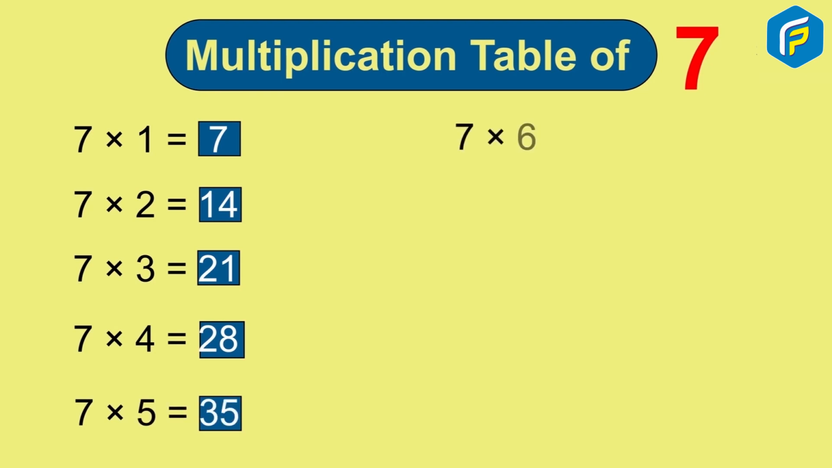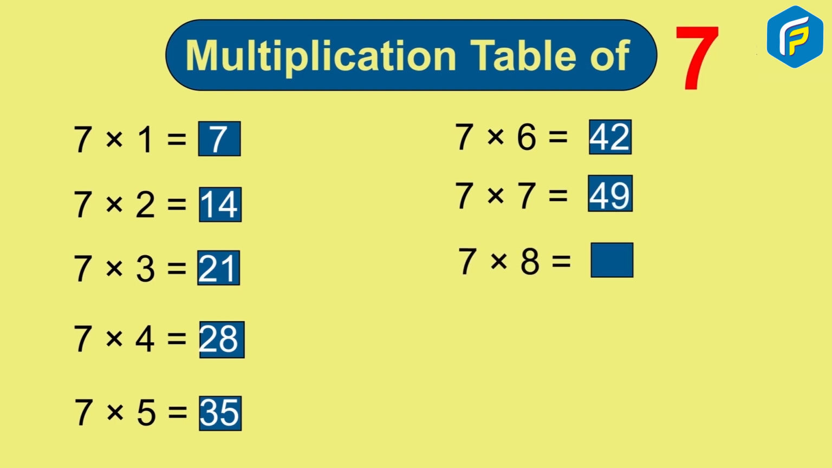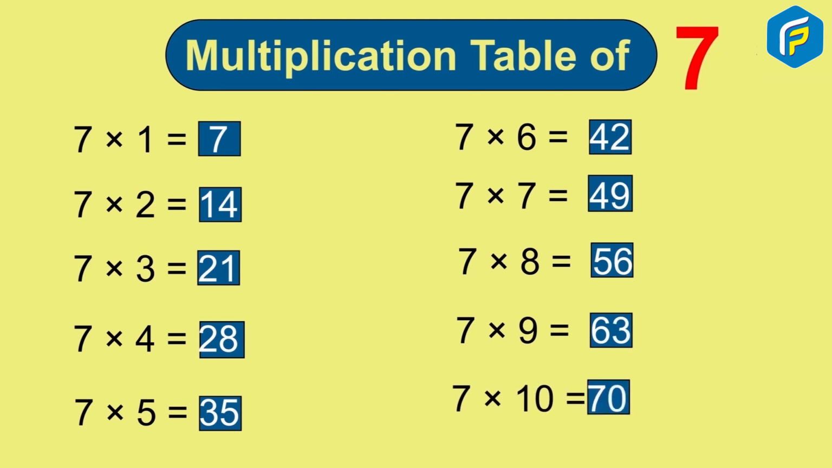7 into 5 is equals to 35. 7 into 6 is equals to 42. 7 into 7 is equals to 49. 7 into 8 is equals to 56. 7 into 9 is equals to 63. 7 into 10 is equals to 70.